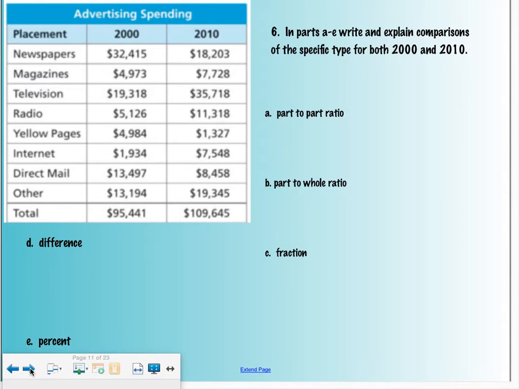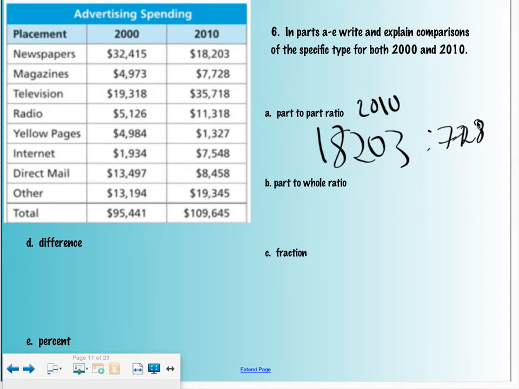18,203 people. Let's do 2010, okay, we'll do 2010. So 18,203 people to 7,728 magazines. So you'd have to say something about that. If you give me that part-to-part ratio, what would you say?